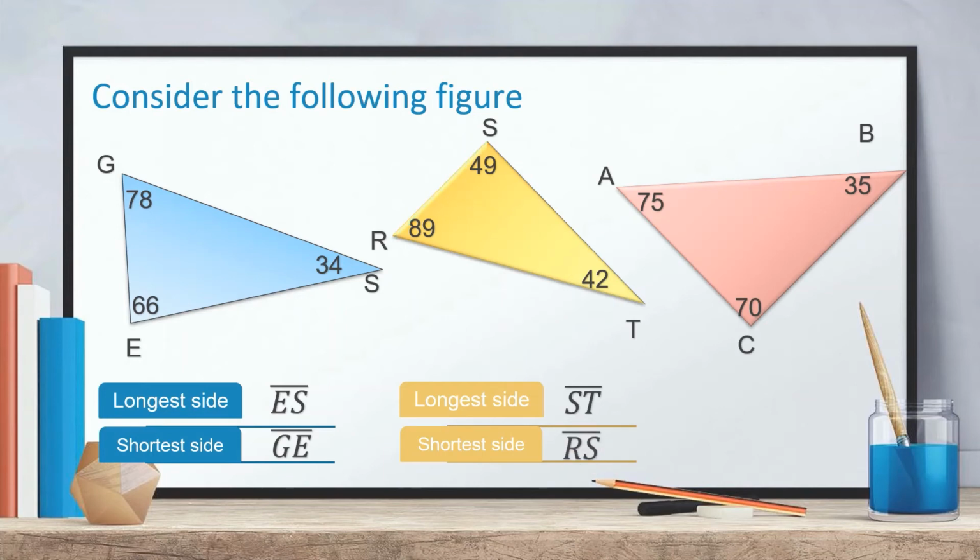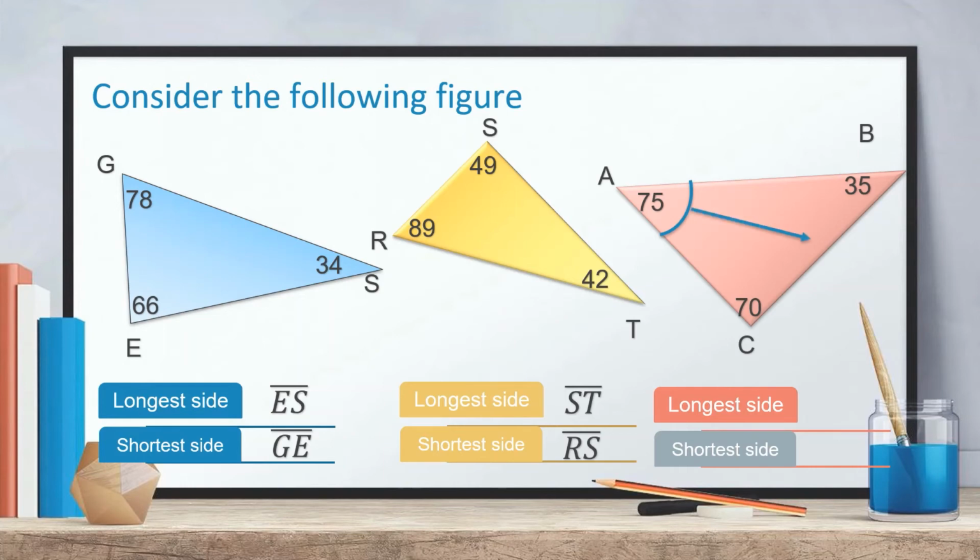And lastly, on triangle ABC, so we are going to identify the longest side and the shortest side. So for the longest side, we will look for the largest angle. So what is the largest angle in triangle ABC? Correct, it is angle A. And opposite angle A is side BC. So therefore, the longest side is side BC.